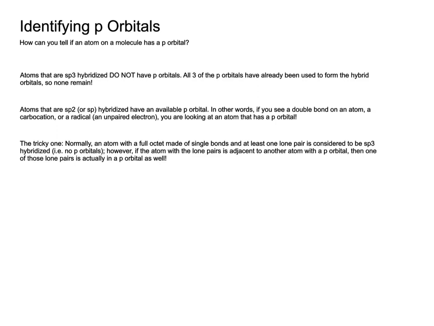However, if the atom with the lone pairs is adjacent to another atom that does have a p orbital, then one of those lone pairs on that original atom is actually in a p orbital as well. This one takes a little bit of practice to get used to, so let's practice.